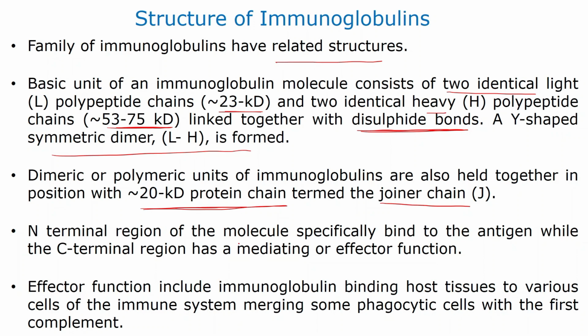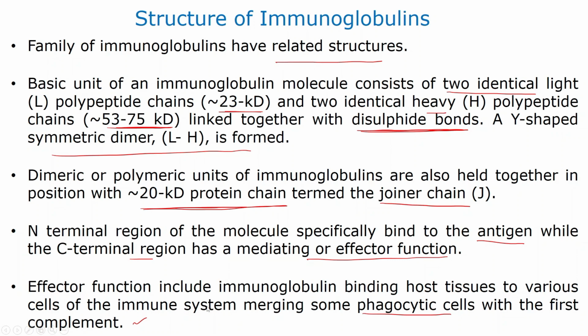Now the N-terminal region of the molecule specifically binds the antigen, and the C-terminal has an effector function, that is, it binds either the complement or the surface receptor proteins of cells, and if a secondary antibody is there, that will also bind to the Fc region. Effector functions include immunoglobulin binding to host tissues, to various cells of the immune system, some phagocytic cells, and to the first complement component, thereby activating the immune system.